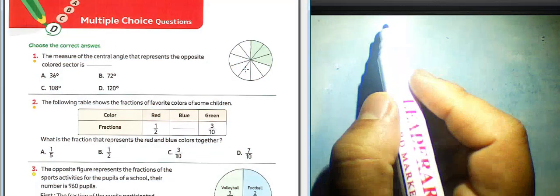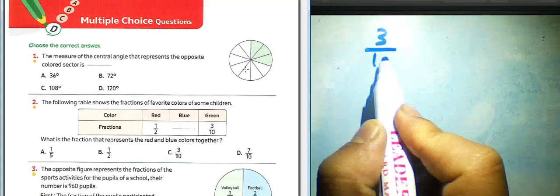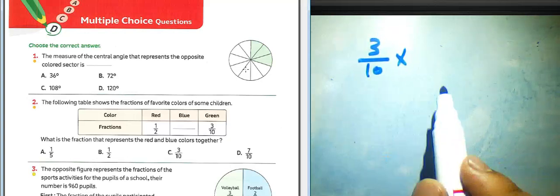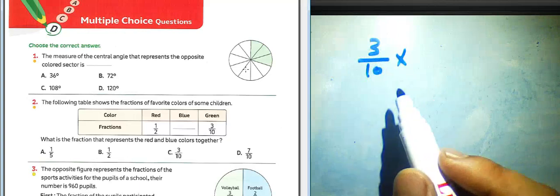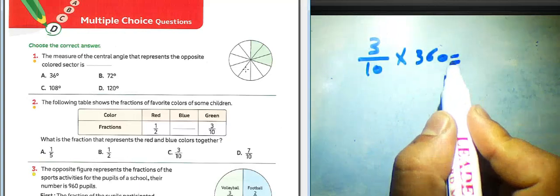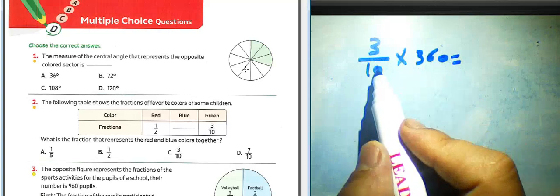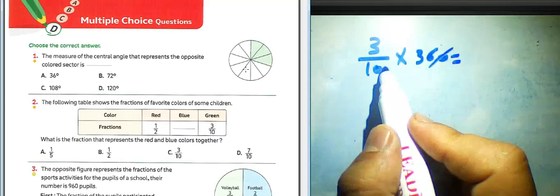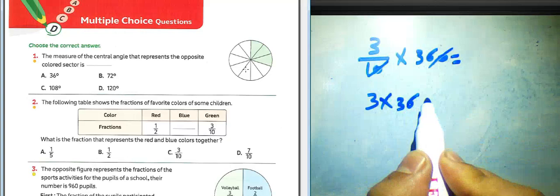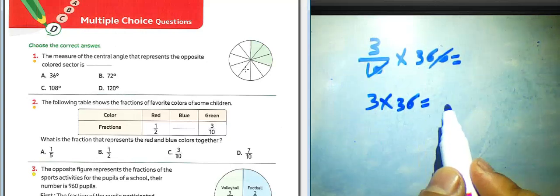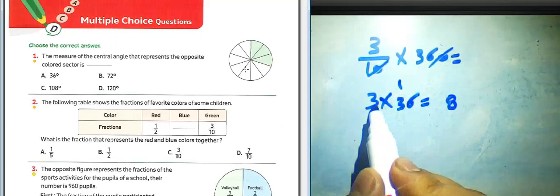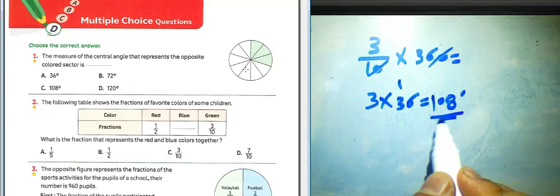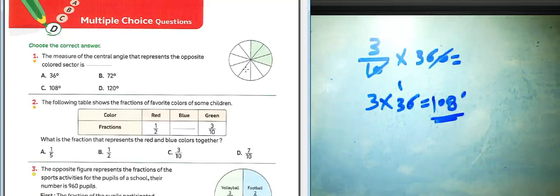3 over 10. We can convert from fraction 3 over 10 to find the central angle about this sector. Multiplication by 360. Okay, 360 divided by 10 equals 36. We can cancel 0 by 0. 3 times 36 equals what? 3 times 6 equals 18. Write 8 and carry 1. 3 times 3 equals 9 plus 1 equals 10. The result will be 180 degrees. We must choose letter C about question number 1.